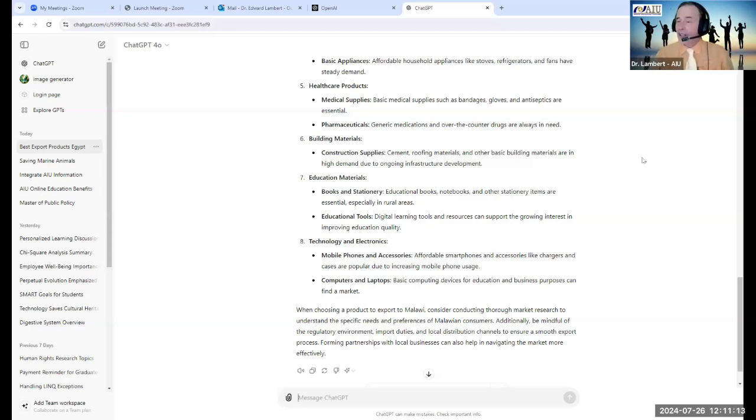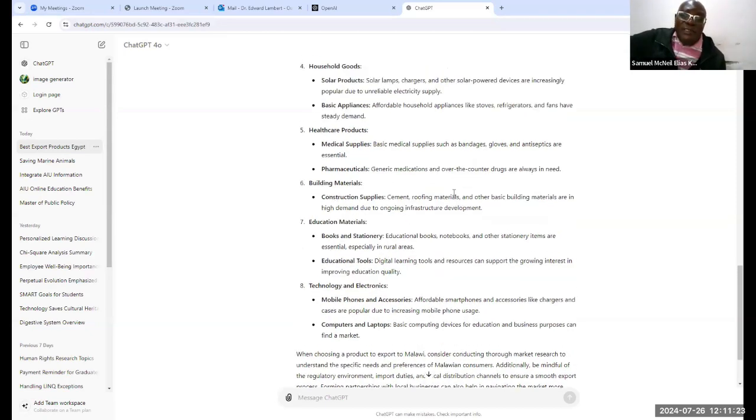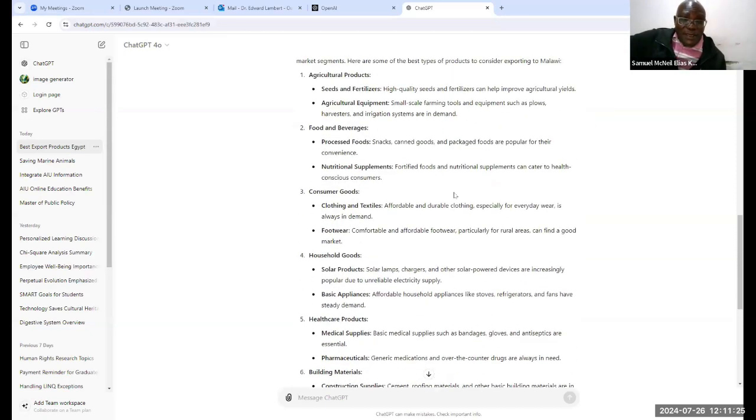And Samuel, can you confirm or not confirm that these are the best products? Let me confirm. Yes, those are the best products that we need in the country. Seeds and fertilizer? Yeah, for sure. Last year we even had a shortage of fertilizer in the country. Wow. So this is one of the best products that can be sold in Malawi. No question about that.